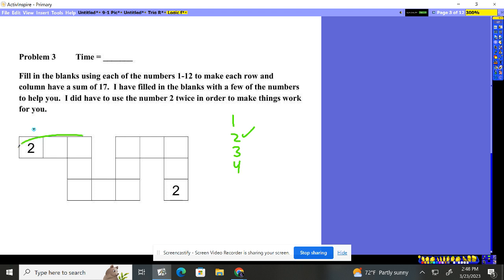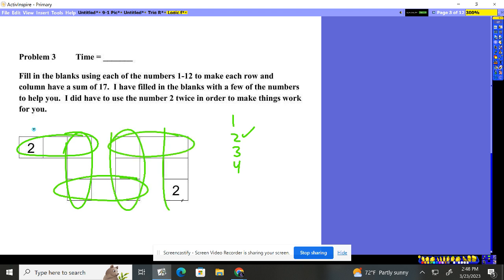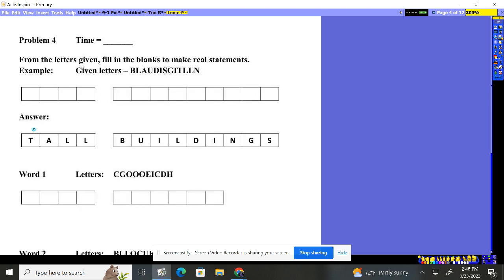I then simply check, does that add up to 17? Does that add up to 17? Does that add up to 17? Does that, and does that? That's how I do it. If you're using these, once I put a 1 in here, I can't use the 1 again. Because if I do, I won't be using all the numbers 1 through 12. So that's how that one goes.